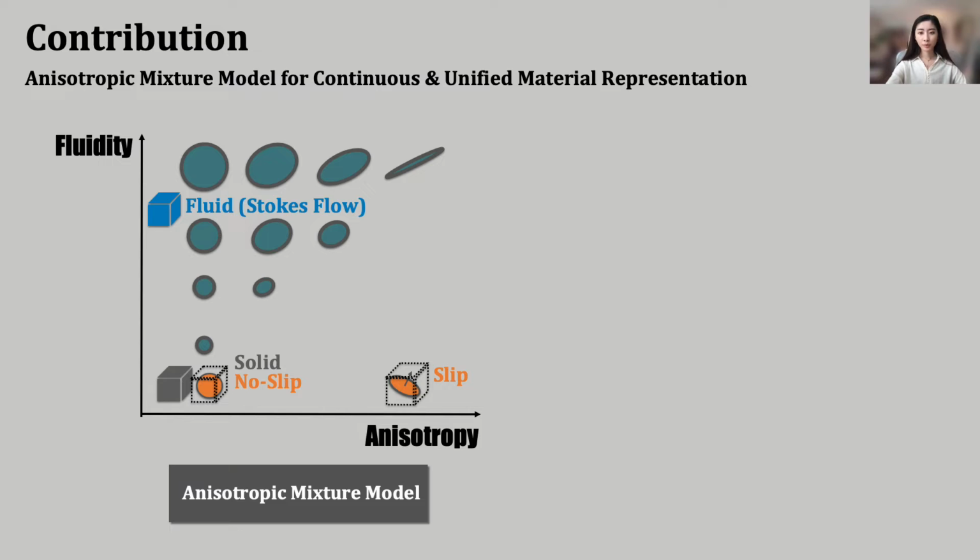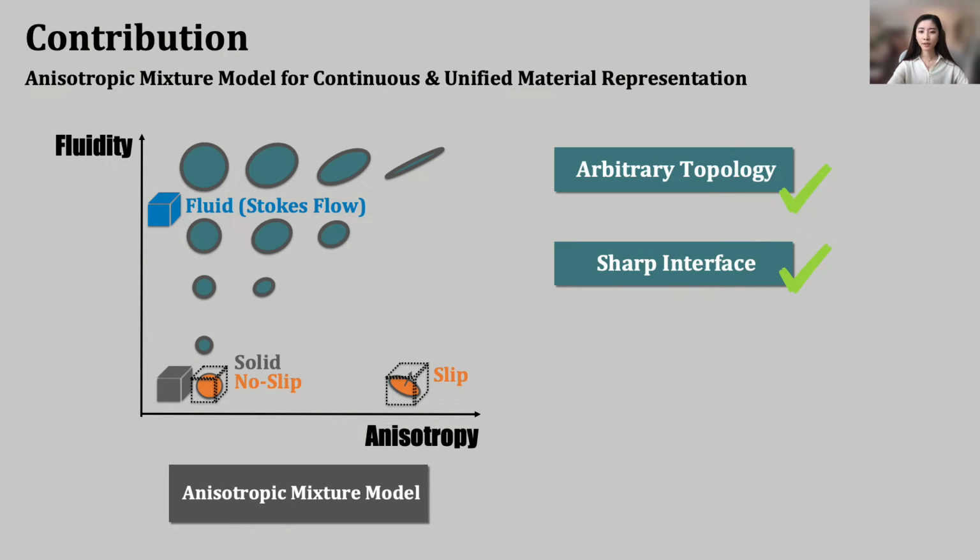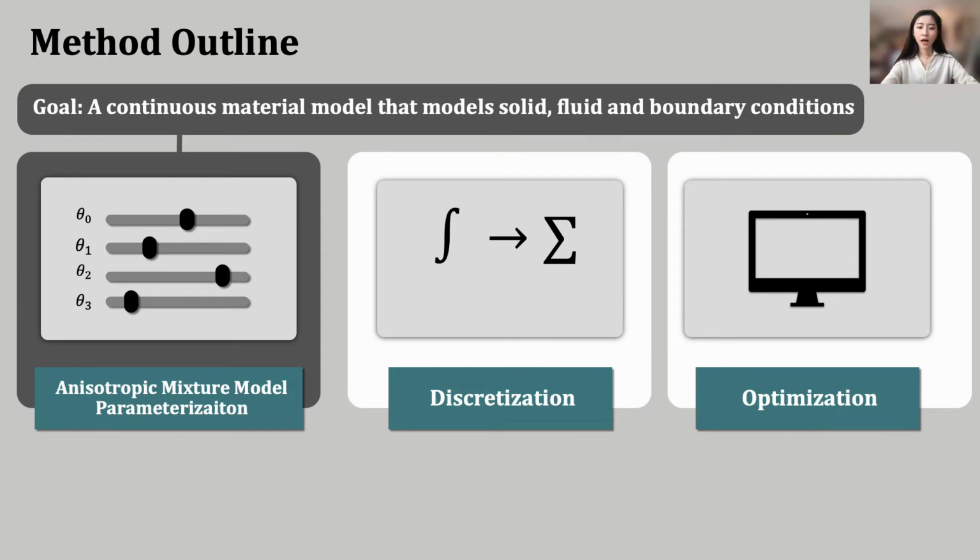In this work, we propose to use a unified representation of solid phase, fluid phase, and both slip and no-slip conditions through a continuous mixture material model. This means our framework does not assume any shape prior and allows topology to evolve during optimization. Our material model is capable of representing a sharp interface with local surface direction, which allows us to model both slip and no-slip conditions. I'll introduce our method with the following outline.